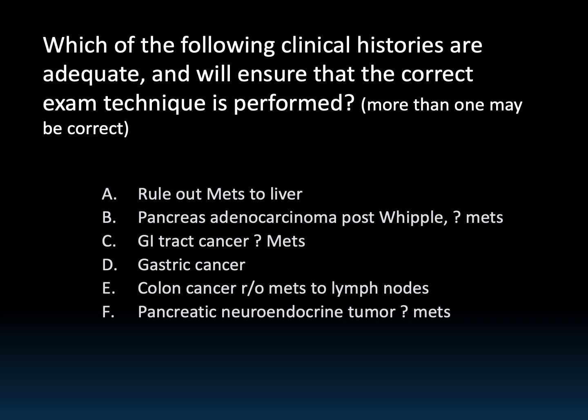So let's end with just an example. Which of the following clinical histories are adequate and will ensure that the correct exam technique is performed? And more than one of these may be correct. So what you're looking for here is a history that provides the specific histologic subtype of cancer that the patient has, as well as information about why that scan is being obtained.